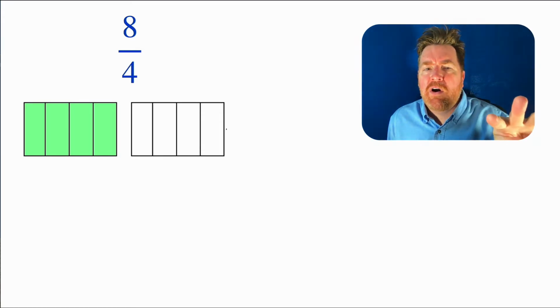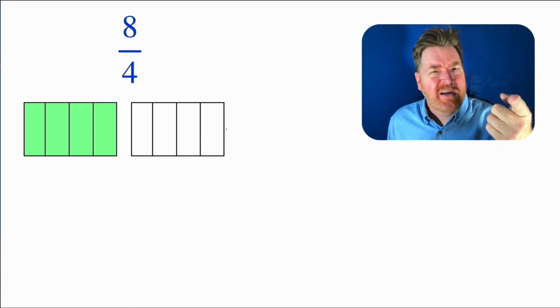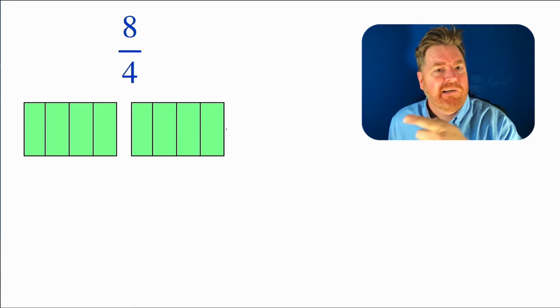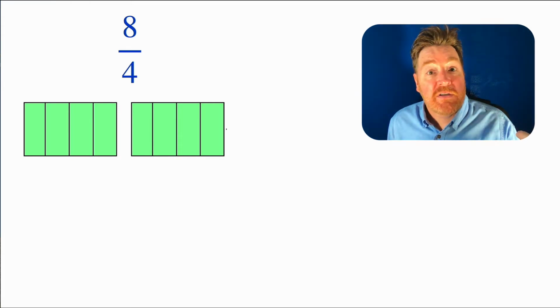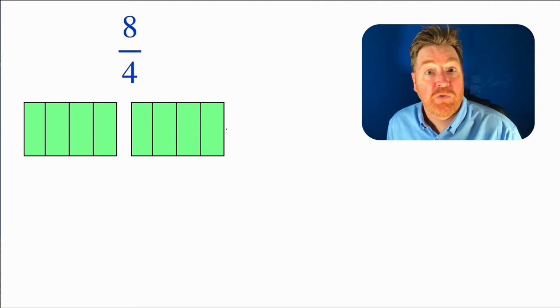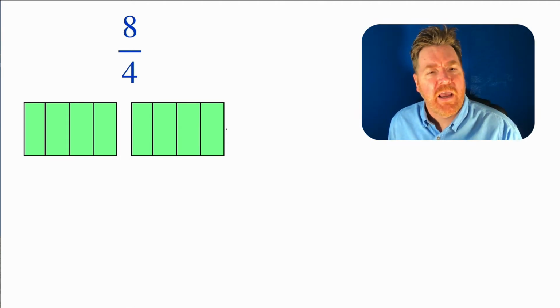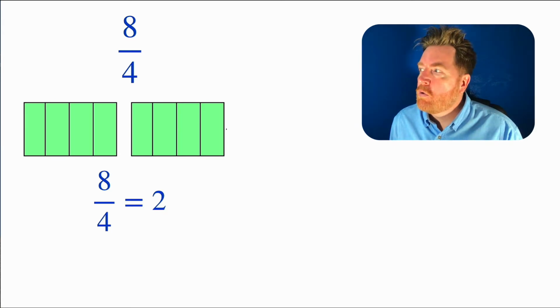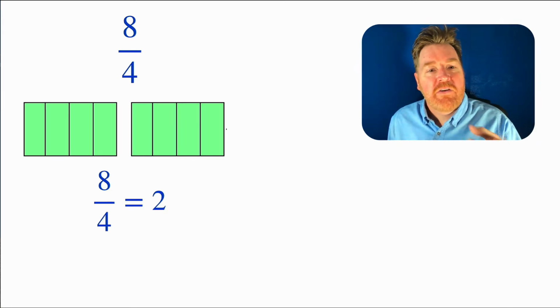We had 4, we want 8, so I guess we're going to need 4 more. We're actually going to need, okay, all of those 4. So, whoa, 8/4 is really just 2. Looks like we got 2 full bars there, right? So 8/4 equals 2. Whoa, wait a minute. Are you noticing something?